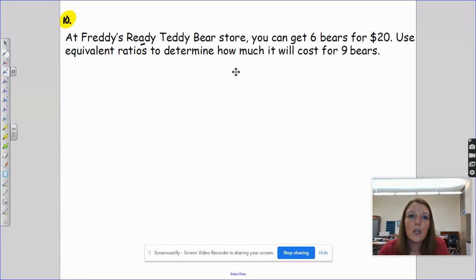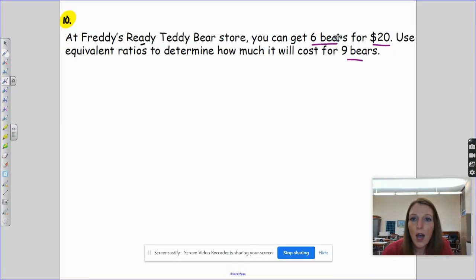All right, let's look at a different one. How about this one? So at Freddy's Ready Teddy Bear Store, ooh, say that 5 times fast. Freddy's Ready Teddy Bear Store, not bad. You can get 6 bears for $20. Use equivalent ratios to determine how much it will cost for 9 bears.